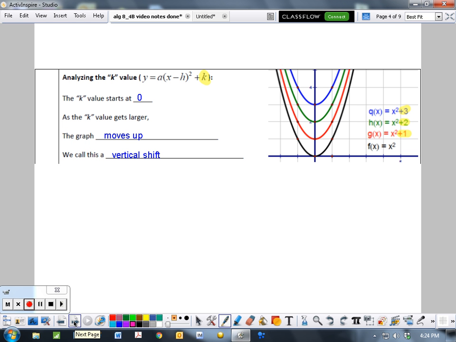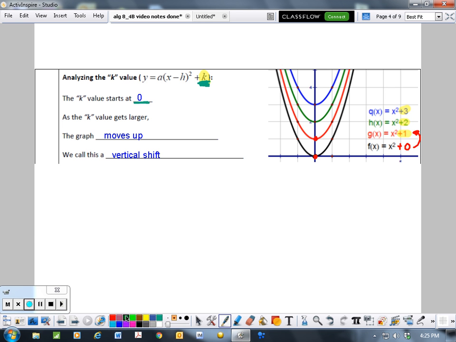Okay, so now we've dealt with a. Now we're going to look at this k value out here. So the k value, it's the y value of our vertex. And k usually starts at 0. So when we look at our graph, our k value is 0. But then we move to, instead of plus 0, we're now going to plus 1. What happens to our graph? Instead of being here, it's now starting at 1. And so it's moving up 1.